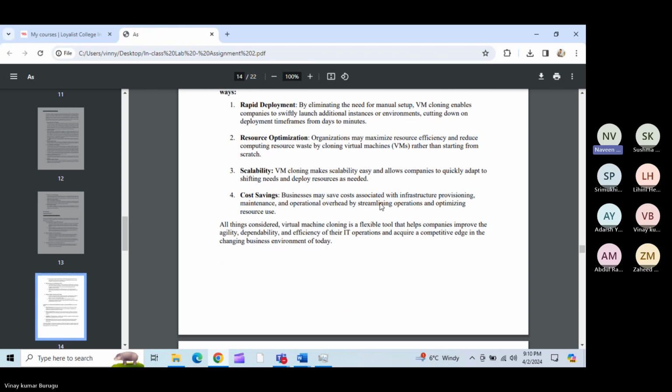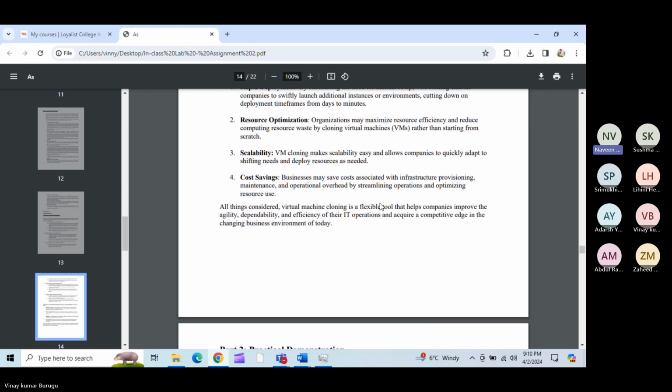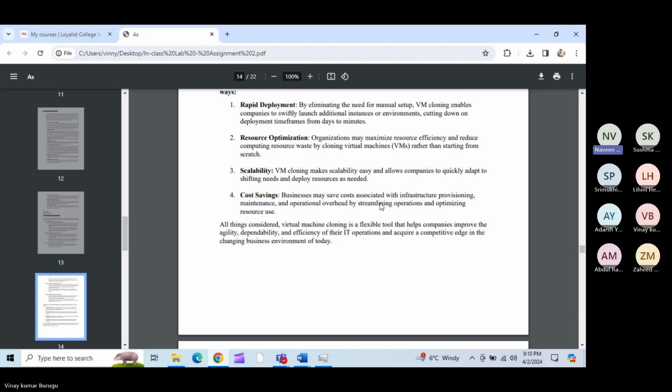And the second one is about resource optimization. Organizations can save resources by cloning virtual machines instead of building them anew. And the third one is about scalability. Scalability is nothing but it makes it easier for companies to scale up or down when they need it, which also increases quickly deploying resources to meet challenging demands.